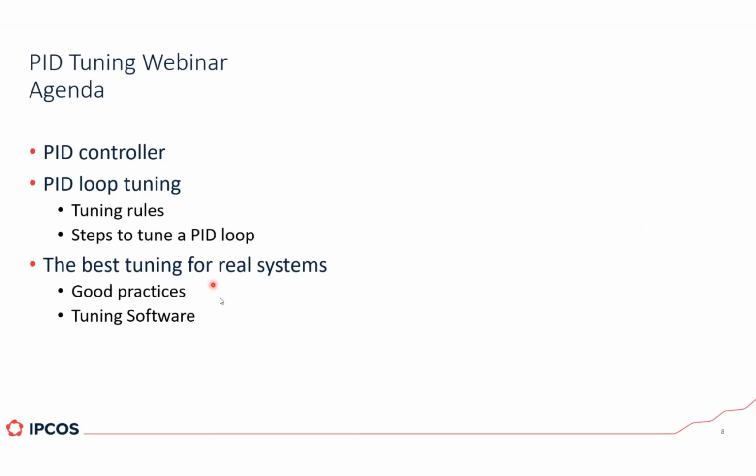And then on the second part here, we are going to talk about real systems and real problems that we face when we are trying to tune a PID loop. Right, I'm going to show some good practices and share my own experience when talking about real systems, right? And in the end, I want to present a power tuning software that can help us when we are facing these issues in real systems.